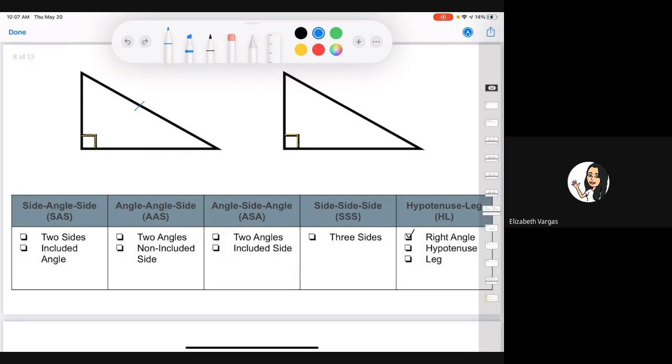So I want to prove that this side is congruent to this side. My hypotenuses, and then any leg. So I have two legs. I can show that any leg is congruent. So if I want to say this leg is congruent to this leg, then that works too.